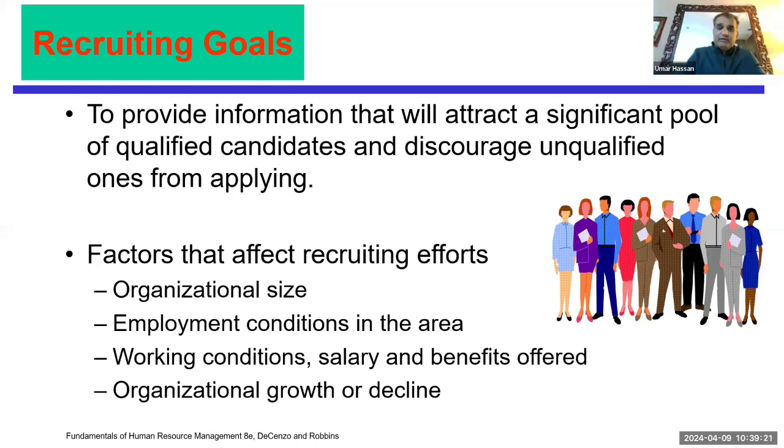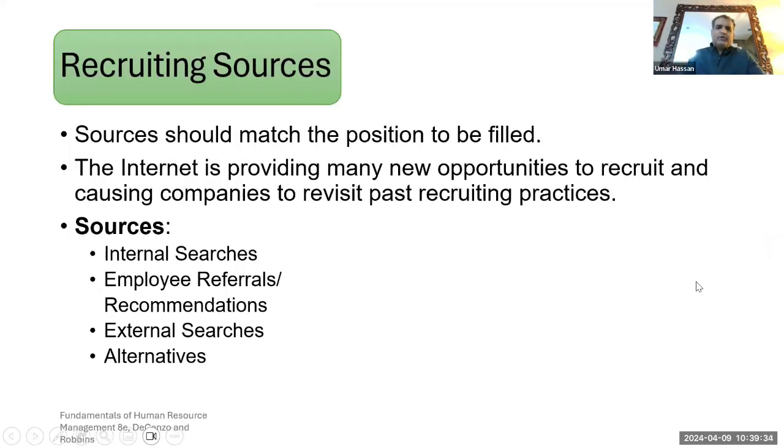And an organization can be very successful if it is able to develop an image or a reputation that people are really looking forward to join that organization. Okay, so this affects the recruitment process as well.